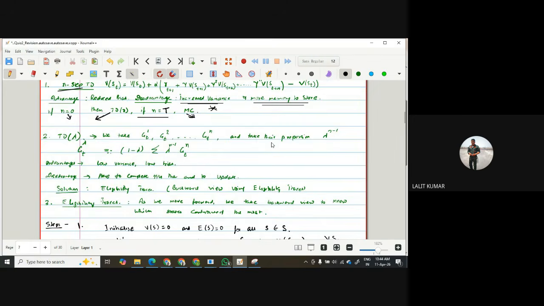Now in TD lambda, what do we do? We consider G_t^(1), so we consider 1 step also, 2 steps also, 3 steps also, and G_t^(n) step also. The formula for TD lambda is G_t^lambda equal to (1 minus lambda) times the summation from n equal to 1 to infinity of lambda^(n minus 1) G_t^(n). This is a very, very important formula. Please remember this.